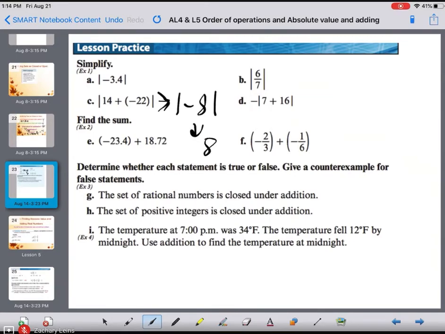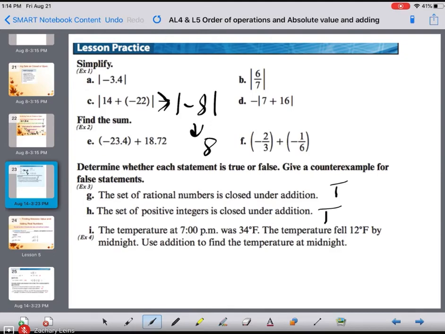Want to look at G, H, and I. So here, the set of rational numbers is closed under addition. We just saw that. True. The set of positive integers is closed under addition. So any two positive integers added together will get another positive integer. That's true.